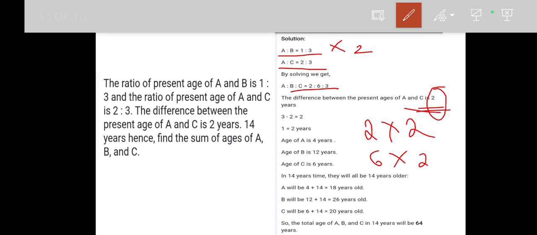Now we need to find, 14 years hence, what will be the sum of their ages. So basically what you need to do is 4 plus 14, 12 plus 14, 6 plus 14. So you get 18, 26 and 20. You just need to add all these and you get the answer as 64.